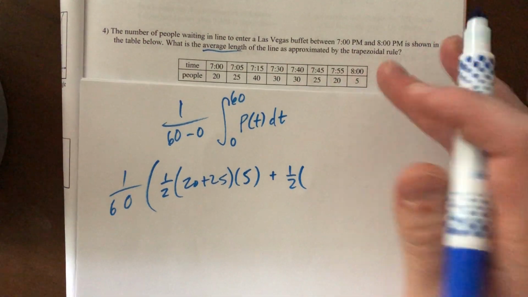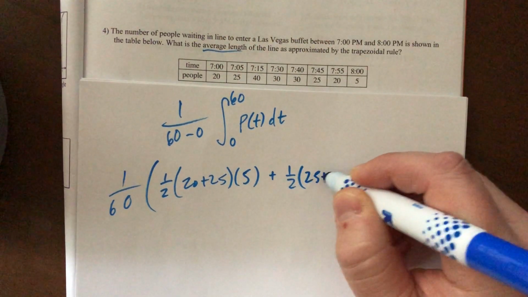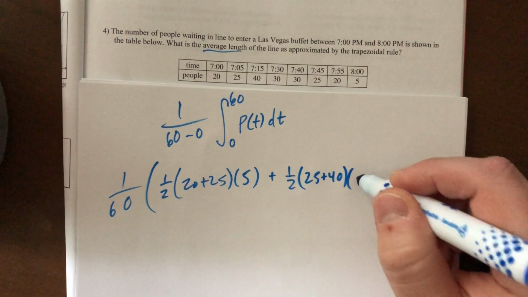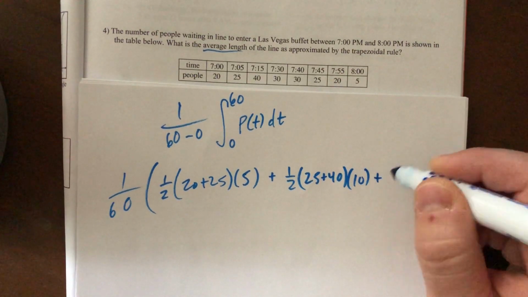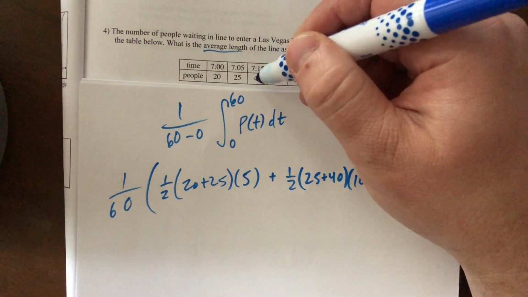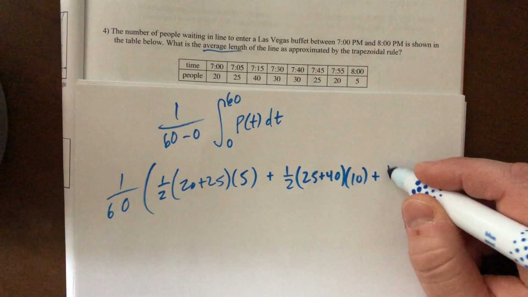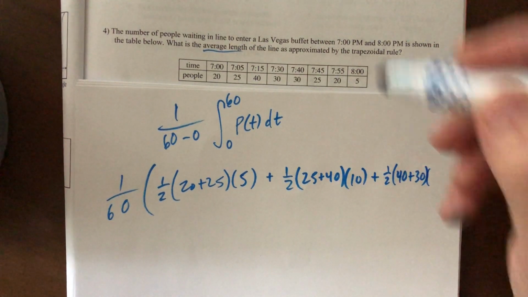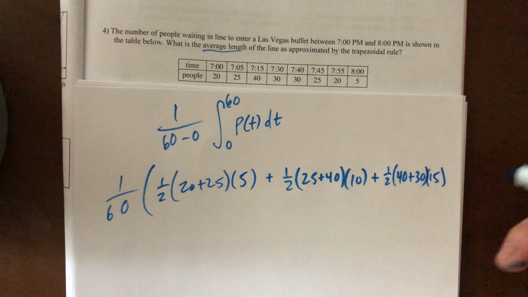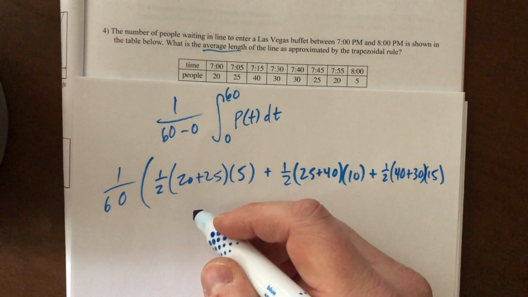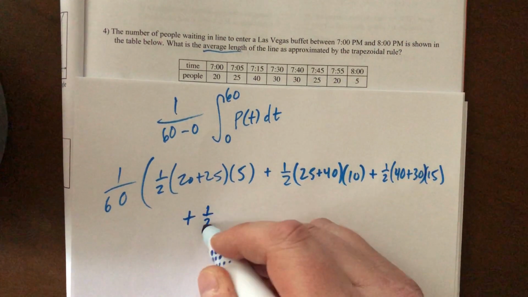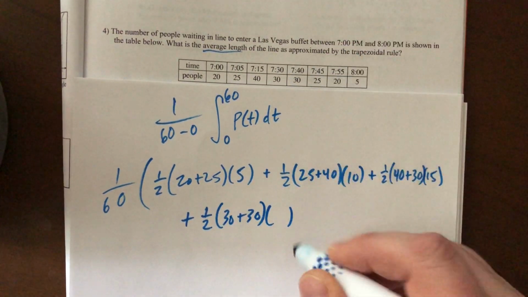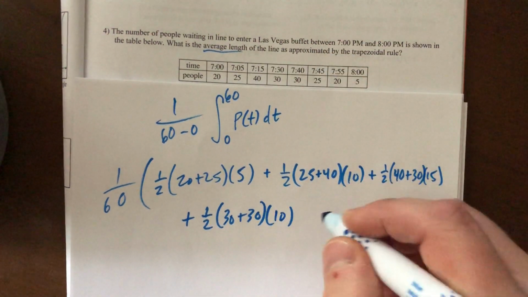So let's see, 1/2, two y values, 25 and 40. Now my height this time is not 5. I go from 5 to 15, that's 10 minutes. Next one is going to be 15 minutes, and it's going to be 40 plus 30. And my height is 15. Then 30 and 30. My height this time is 10, because 30 to 40 is 10 minutes.